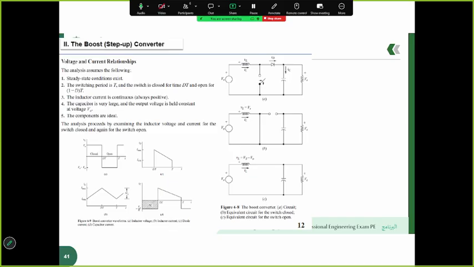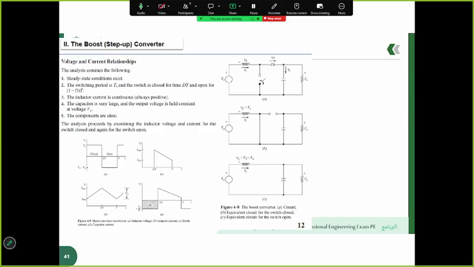When the switch is closed for a time DT, the input voltage Vs is applied across the inductor. The inductor stores energy during this time, and the diode becomes reverse biased, isolating the output capacitor and the load from the input. The voltage across the inductor is VL equals Vs. The inductor current increases linearly.